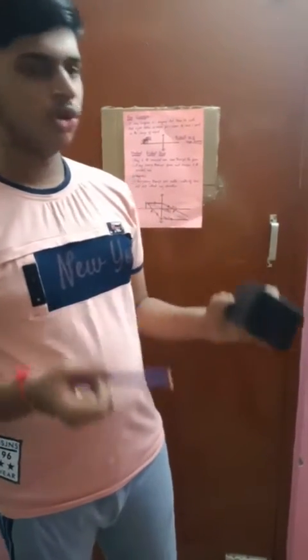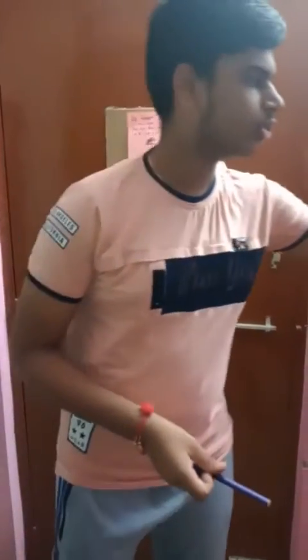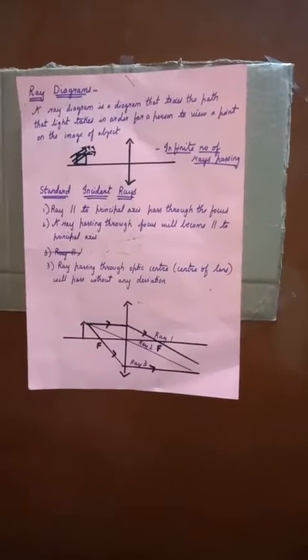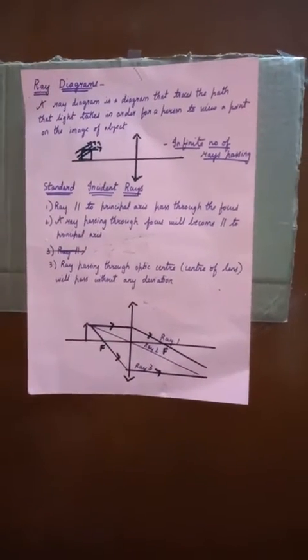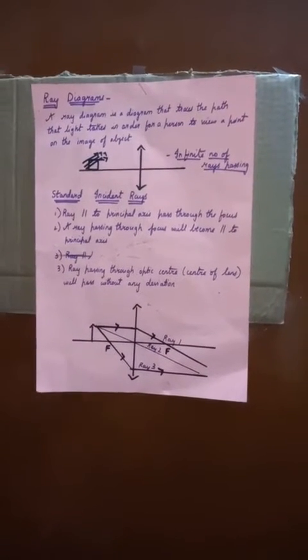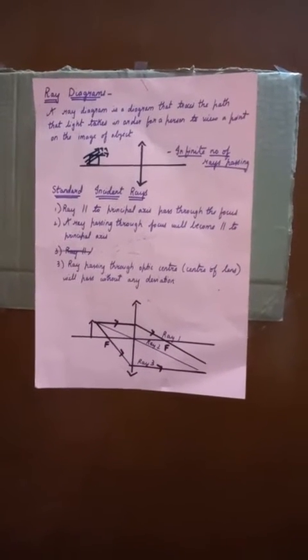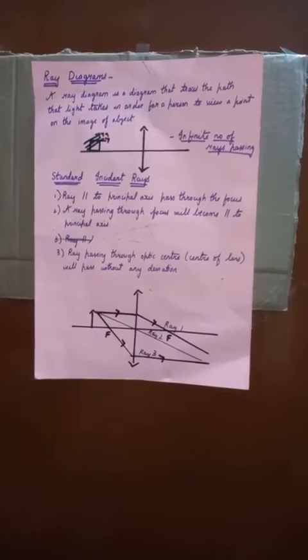To know where the image is formed, we have to know about the topic, the ray diagrams. A ray diagram is a diagram that traces the path that the light takes in order for a person to view a point on the image of the object. In simple definition, to know the image of the object at different positions on the principal axis, we take the help of the ray diagrams.